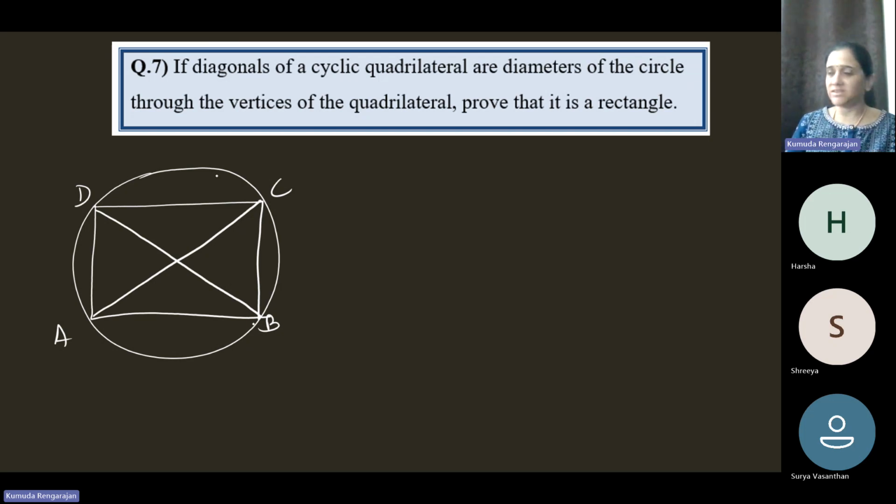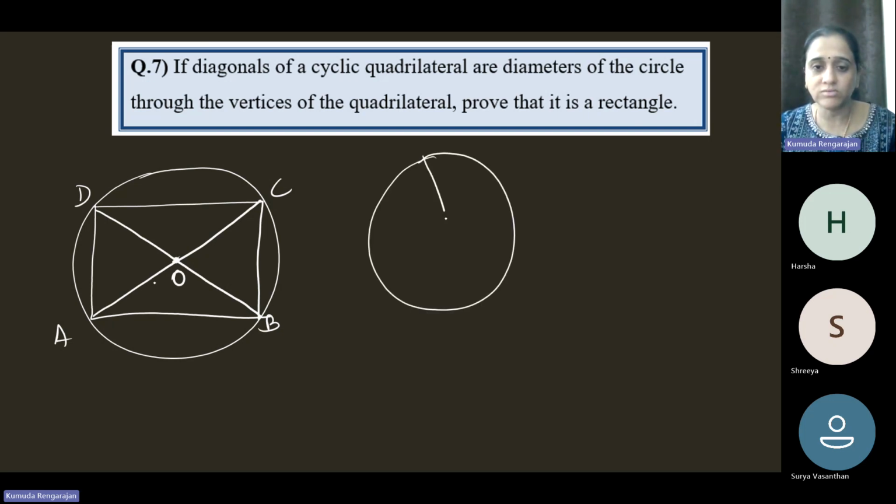The two line segments, AC and BD. How are they related to the quadrilateral? They're the diagonals. They're also related to the circle. How? They're diameters of the circle. So which means this is the center of the circle. It's not mentioned anywhere, but you know the diameters intersect at O. In every circle, when you take two diameters, they will intersect at O.